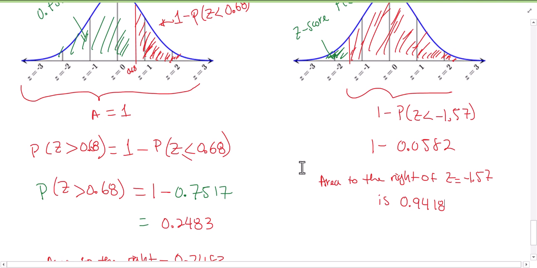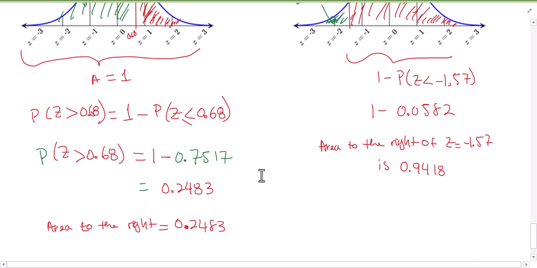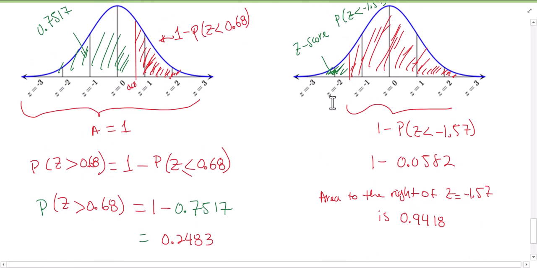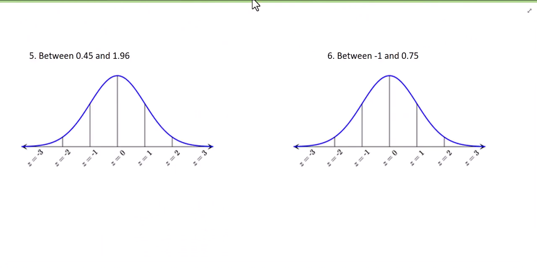And so hopefully this is making sense. So looking at the table, and then I'll show you how to do it in StatCrunch. So let's try the in-between ones, and then I'll show you how you can do it also in StatCrunch. Now for these ones, we want to do between 0.45 and 1.96. So 0.45 is kind of in between 0 and 1, almost in between, right? And then 1.96 is really, really close to 2. So we want to find the area in between these two values.